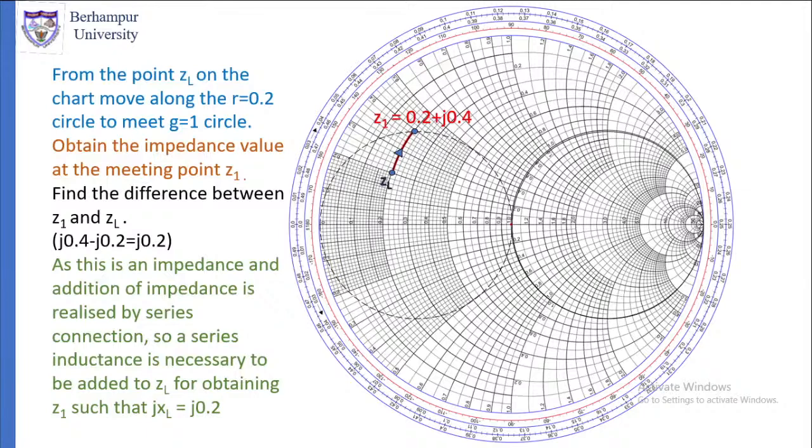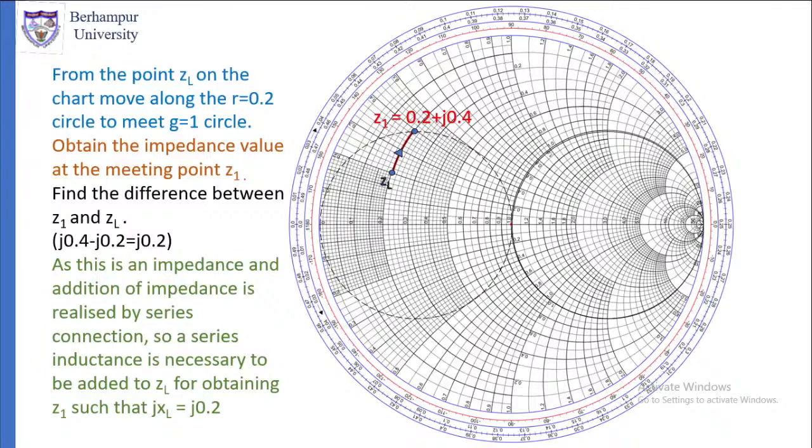This difference is positive. If we represent this difference in terms of reactance, it will be an inductance. It is positive, so it will be an inductance. So remember, this difference being positive will be an inductance.